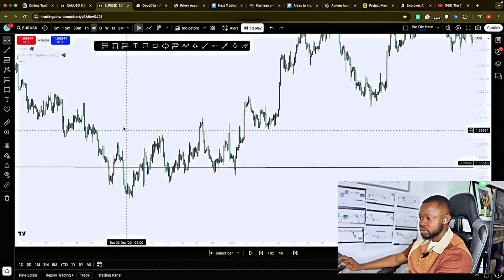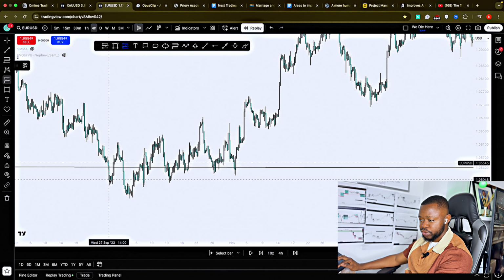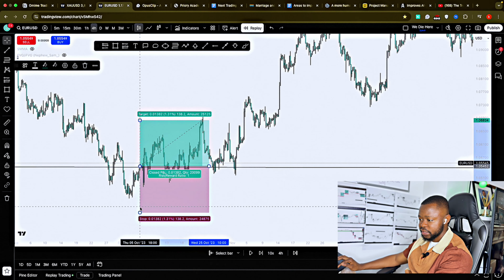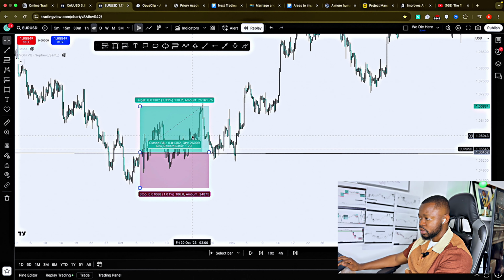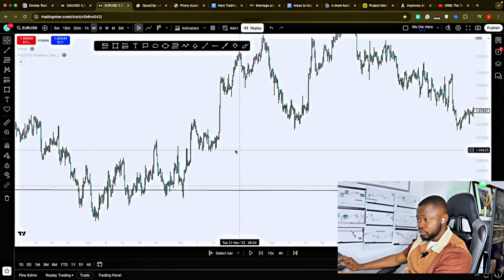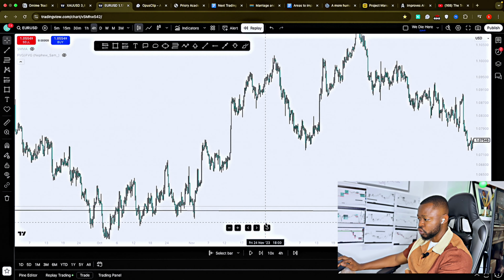So if you're looking to buy, you can wait for price to break below, then find areas to buy, set your stop loss below, and wait for price to do its thing. And you can do that all around here as the support zone.